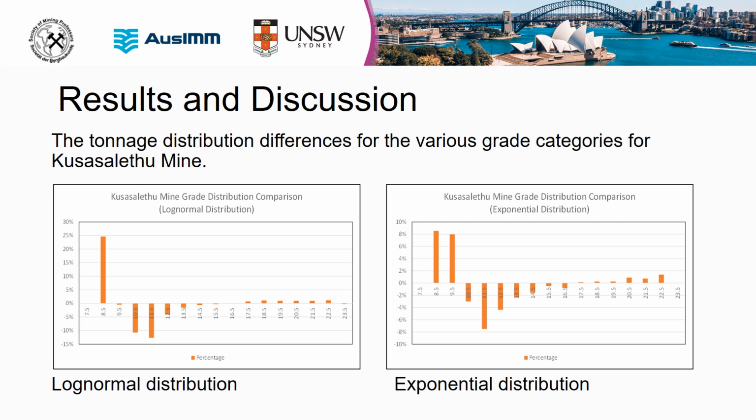Using the exponential distribution, the effects of these over and under allocations are less drastic, but there's still a clear over allocation in the 8.5 and 9.5 gram per ton categories, and an under allocation in the 10.5 to 14.5 gram per ton grade categories. It is, however, considered that this is a better fit than using the log normal distribution.